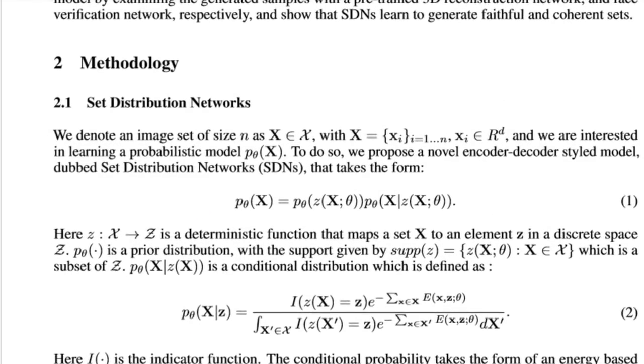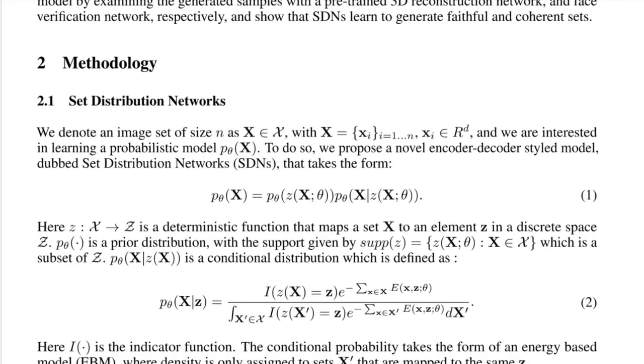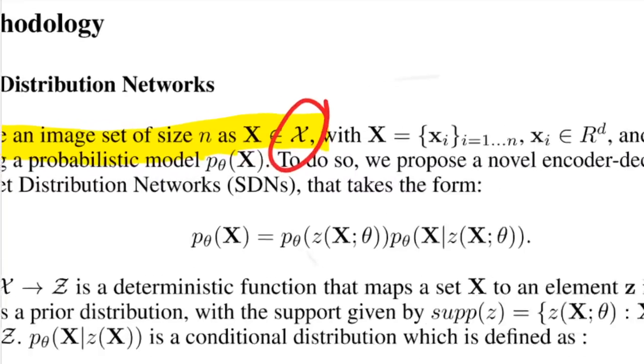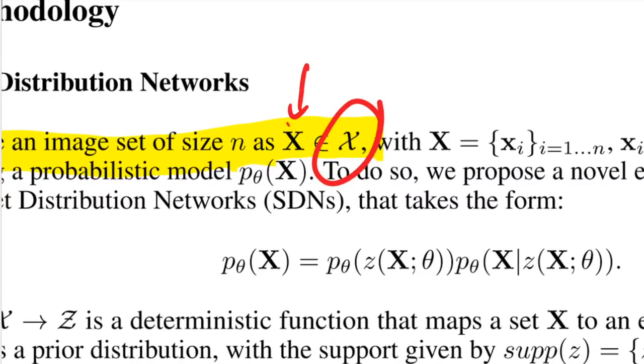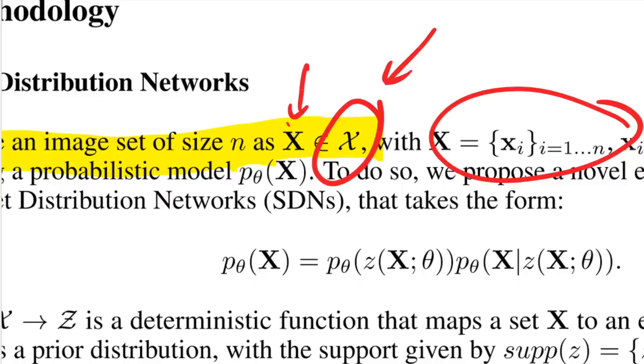So they go about this in this sort of probabilistic framework. What they say is we denote an image set of size n as x, and that it comes from the space of sets of images. So capital X right here is going to be a set of images, as you see here, and this here is the space of all sets of images. Okay, so what they want to do is they want to build a probabilistic model of that. So a model where you can input a set and it'll tell you how likely is that.